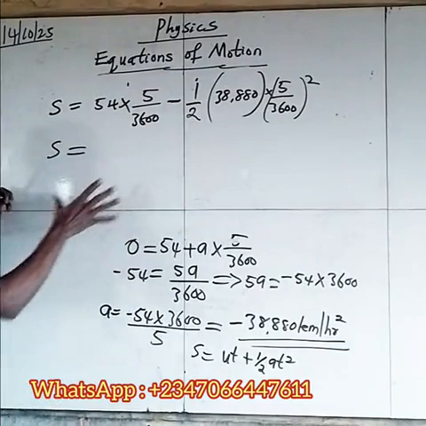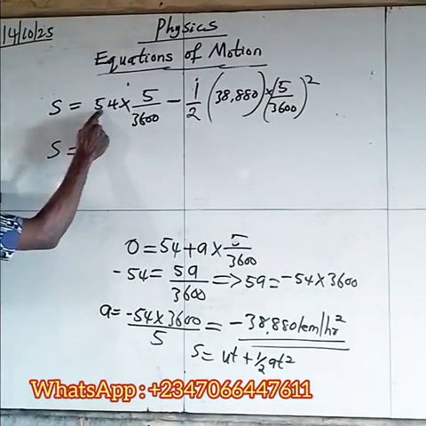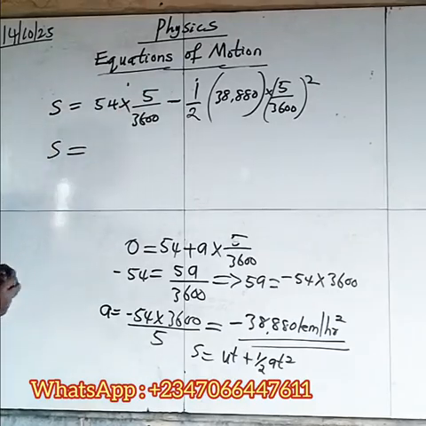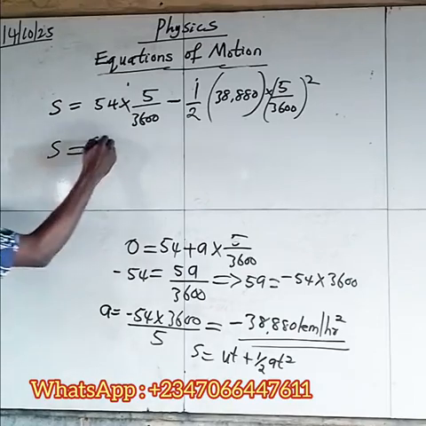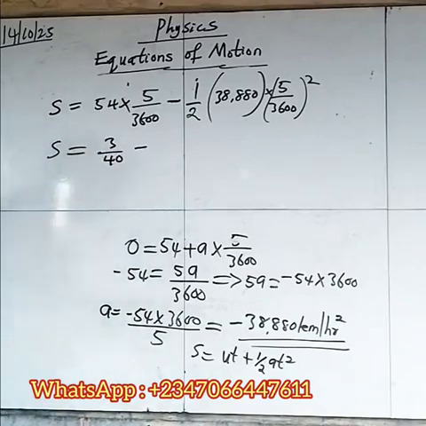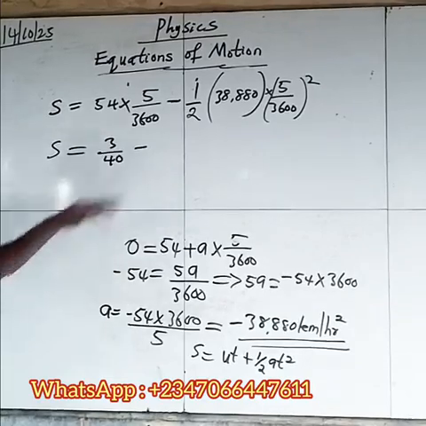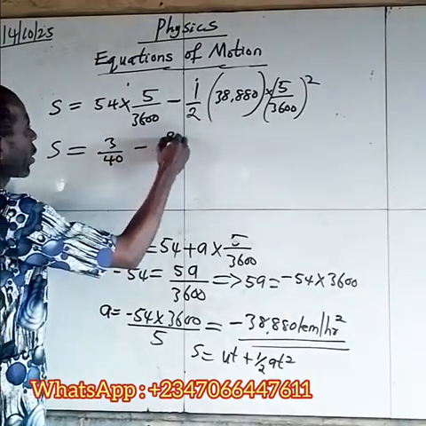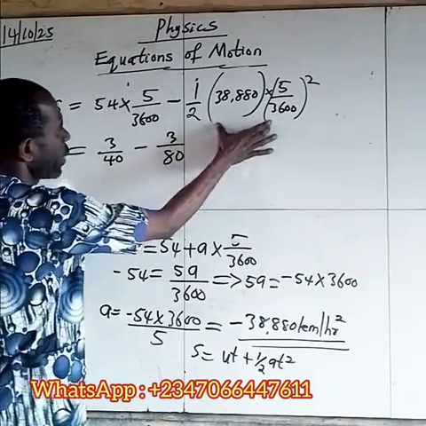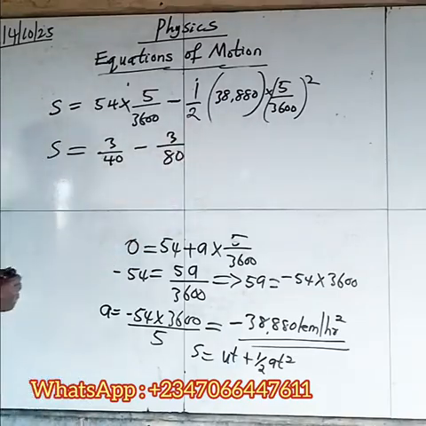At the end of the day, let's first of all work with this one. This one times this one, then divided by 3,600. So let's work it out. At the end of the day, we can reduce it. We have 3 over 40, then minus. Let's go to the other one. After the computation, we have 3 over 80 on this other side. Evaluating the whole of this gives us 3 over 80.